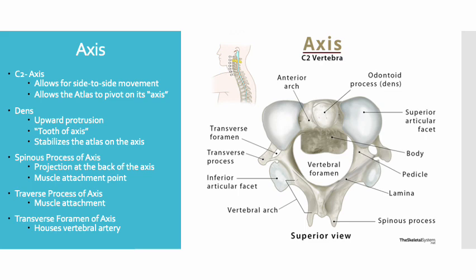What this does is it allows for the atlas to sit on it and pivot with stability. This has a spinous process in the back, just like the other cervical vertebrae, and this is a muscle attachment point. All the spinous processes are muscle attachment points for our neck and back muscles. And then there's the transverse process, which are these little notches on the side, and the transverse foramen, which are these foramens on the side that allow for the vertebral artery and vein. And that is it for the axis. Just remember, this is the C2, and it has a special name because it's very, very important for head movement.